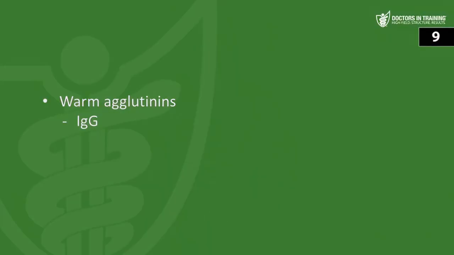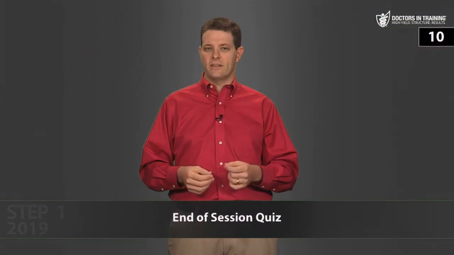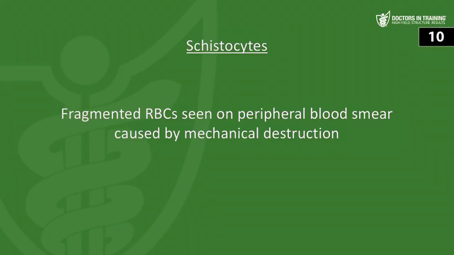Next, what's the difference between a warm agglutinin and a cold agglutinin? So warm agglutinins are typically IgG, while cold agglutinins are typically IgM. Next, what are schistocytes? Schistocytes are fragmented red cells seen on the peripheral blood smear, caused by mechanical destruction of red cells.